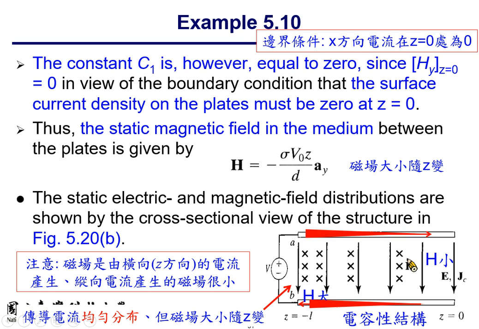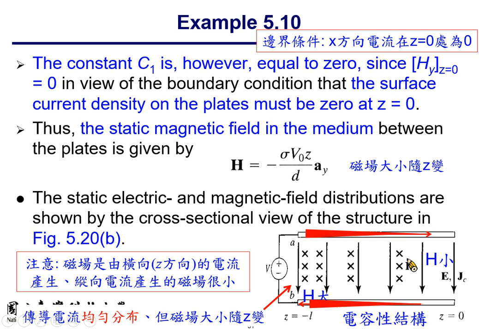So where does the magnetic field come from? The magnetic field comes from the currents flowing from left to right on the bottom plate and from right to left on the top plate, or left to right on the top plate and right to left on the bottom plate, which are collections of these conduction currents.